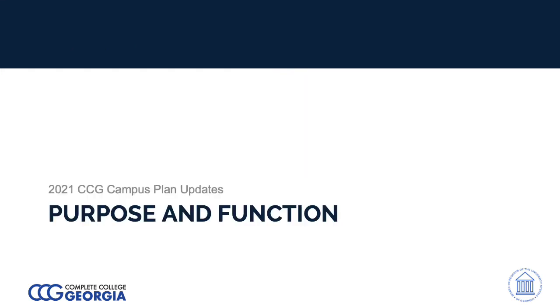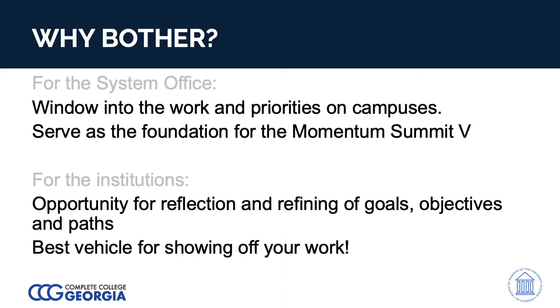Very briefly, I want to talk a bit about the purpose and function of these. We always want to make sure we're being clear on why we do these updates. Historically, we've done these updates since 2014. We have a long history of collecting this information, but there's also a really valuable point, and it's a way for us to see into the work on campuses, to see what's going on, to have an understanding of what's working, what's not working, and also what's emerging. It will also serve, in this year in particular, as the foundation for the work that we'll see in the Momentum Summit 5.